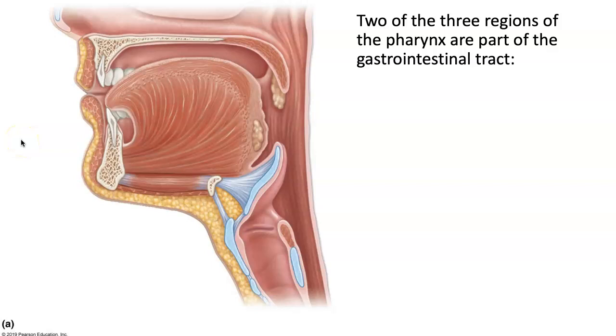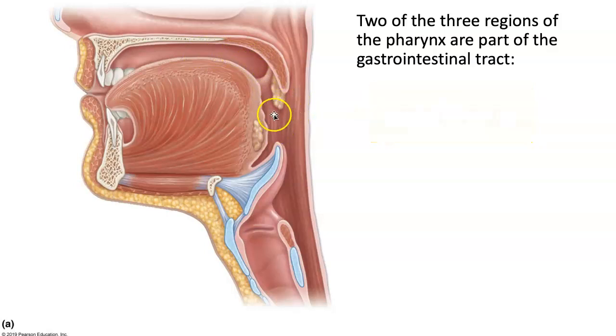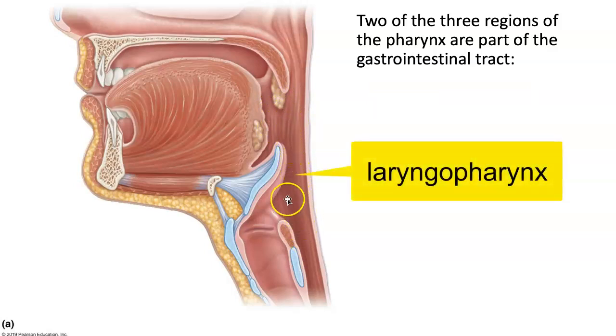Taking a closer look at the pharynx, 2 of the 3 regions of the pharynx are part of the GI tract. We know that the nasopharynx is a region that's right behind the nasal cavity. We don't expect food or fluid to travel there, even though it could, and so we don't really include that in the GI tract. The oral cavity is continuous with a region called the oropharynx. So here is the oropharynx. And then the oropharynx is continuous with the region called the laryngopharynx.